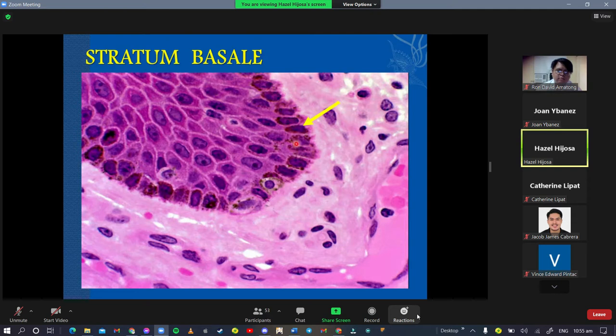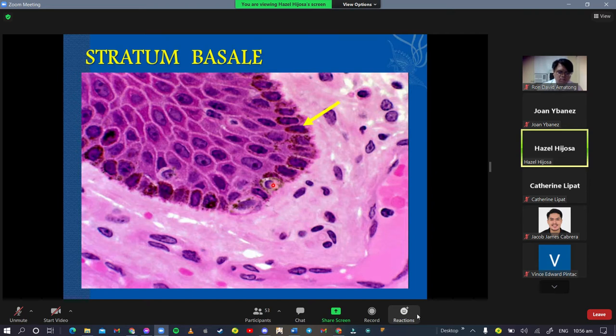The predominant cells present in the epidermis are keratinocytes. Within the cytoplasm, they may contain melanin granules. These melanin granules come from melanocytes, the pigment-producing cells of the skin, which are also found in this layer.